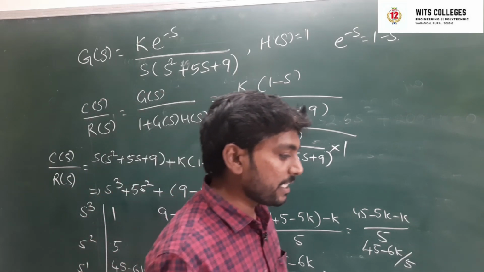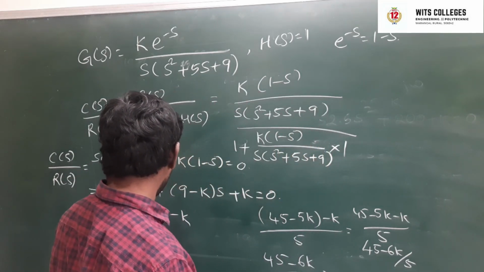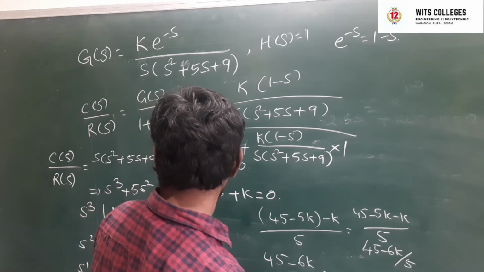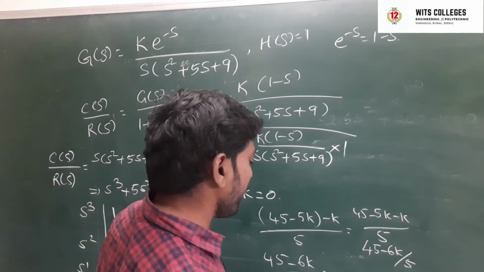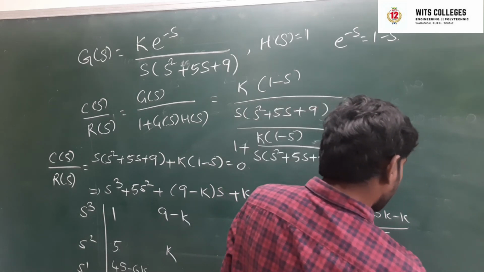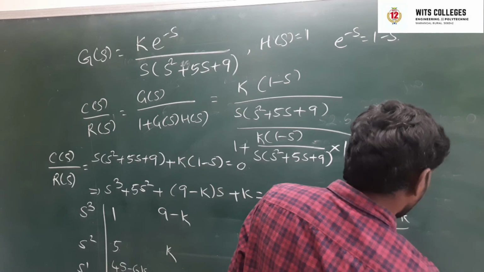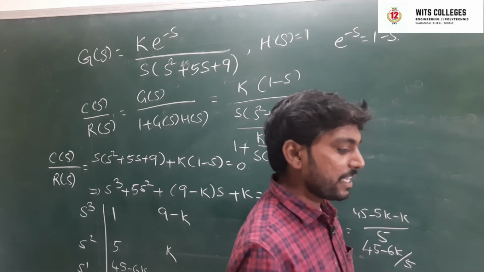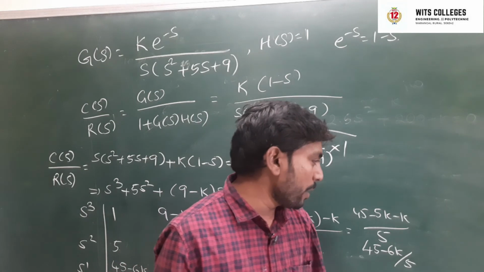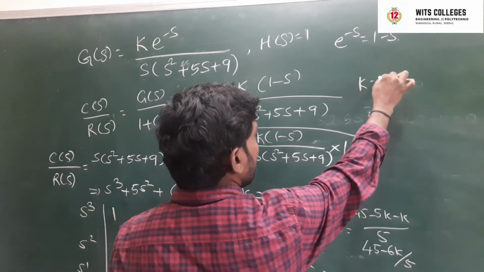By simplifying this equation, we will get the k value: 6 times 7 is 42, and 3 remains, so 7.5. The value of k is 7.5. This is the way of calculation by using RH criteria. Here the value of k is 7.5.